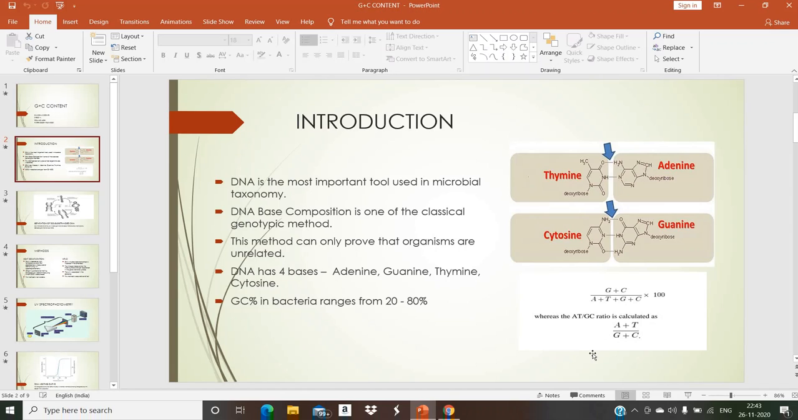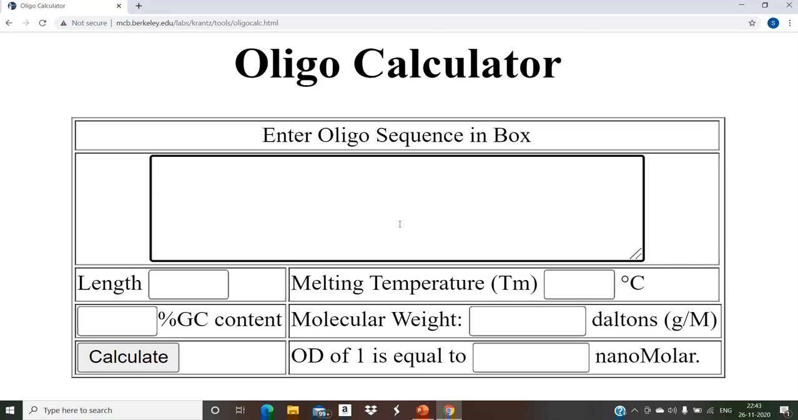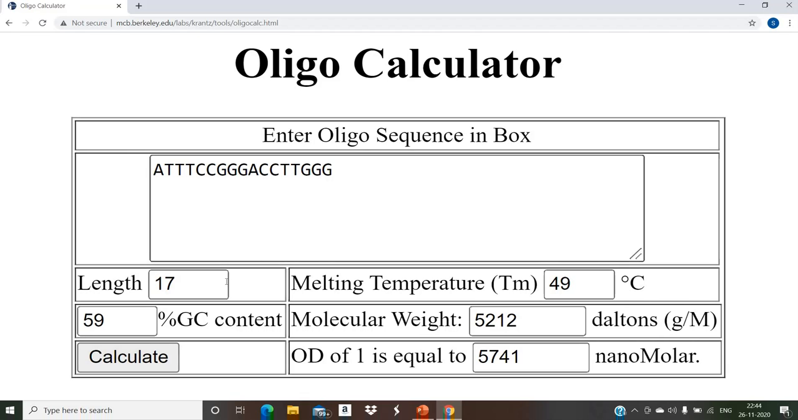There is one more way by which we can easily calculate the GC percentage. Using this oligo calculator, if I type any random sequence and just click on calculate, we can get the length of the sequence, the GC percentage and also the melting temperature. Now what is melting temperature? I will talk about it a little later, but I just wanted to show that this is an easy way to calculate GC percent.